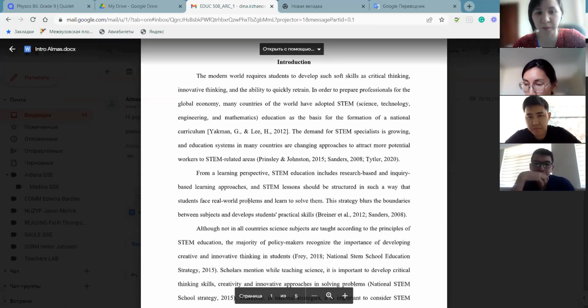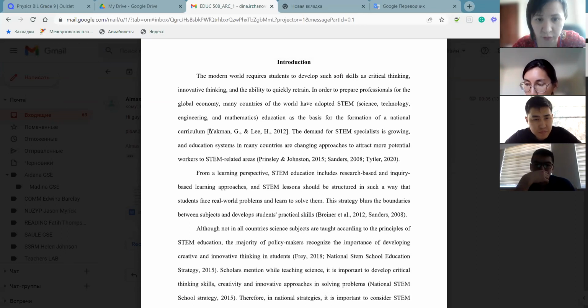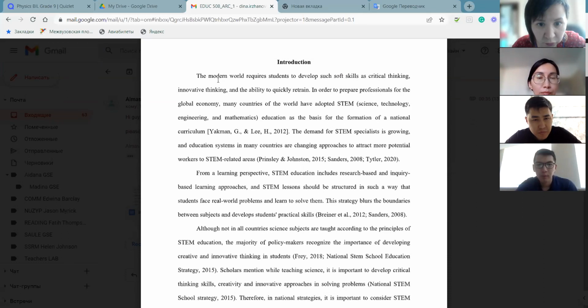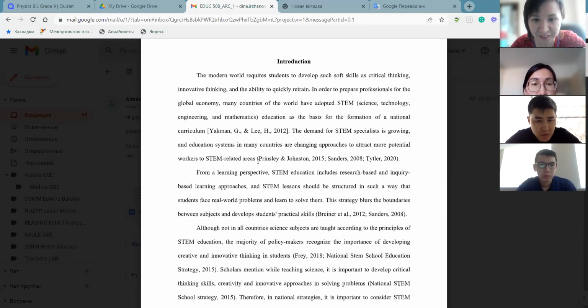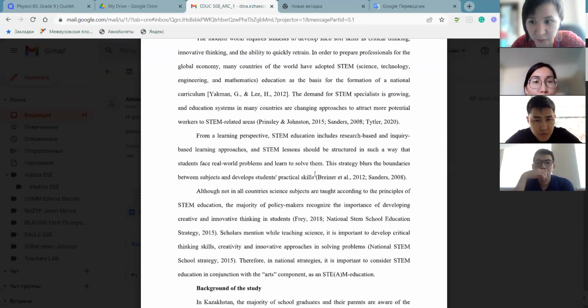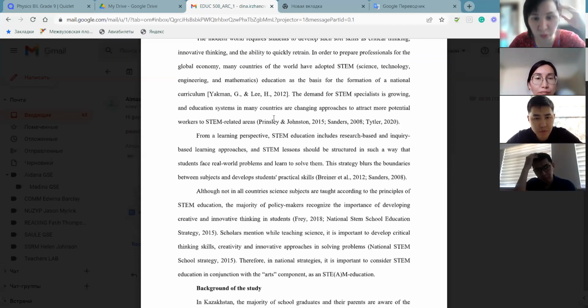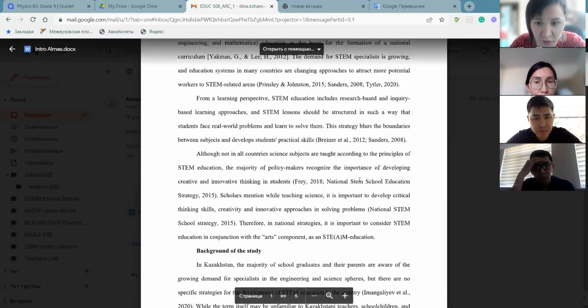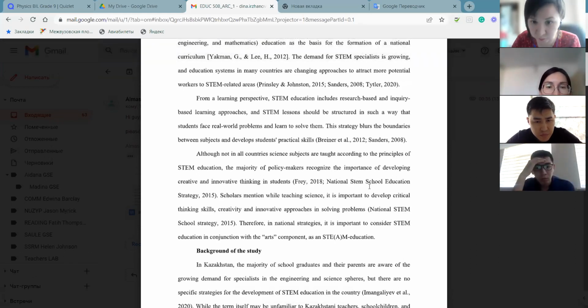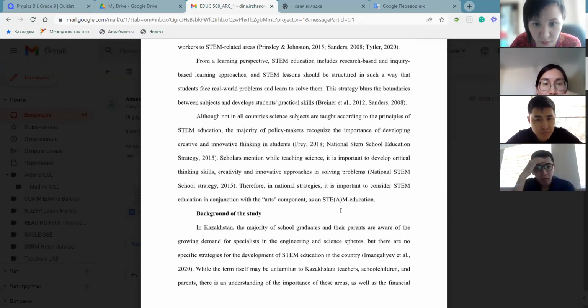Almaz, I recommend you check your references in the first section. It is the fifth, Yakman and Lee. You use brackets and then you use parentheses. Okay, I see it. And if I'm not mistaken, you shouldn't use first names, just surname and year. I can send you the APA guidelines. I have the printed version, and I will send it to you. And then you use National STEM Education Strategy, and then STEM. You should use capital letters, because it is an abbreviation. Thanks, great point.